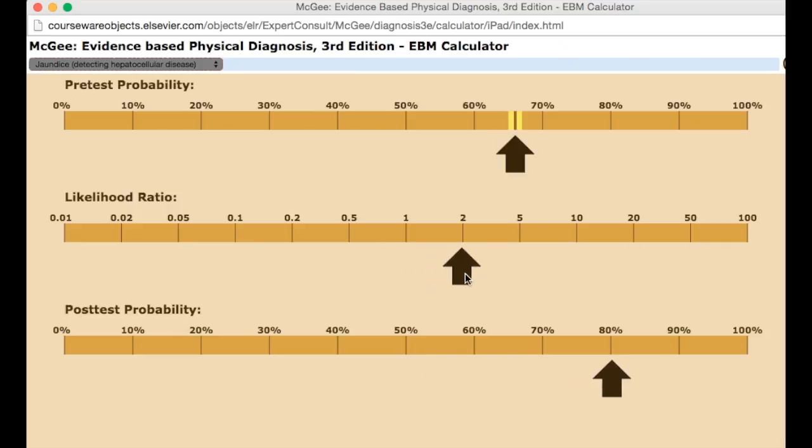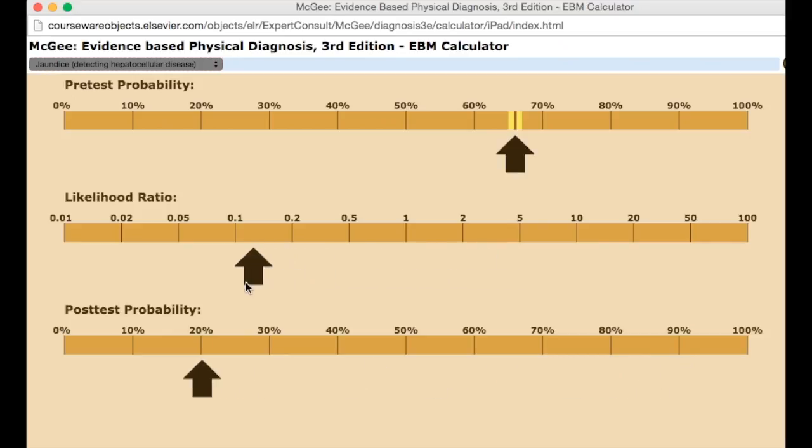We then choose a physical exam maneuver, like the presence of spider angiomas, which has a positive likelihood ratio of 4.7. We see our pretest probability jump up to nearly 90% as a post-test probability, making this a pretty high yield finding. Next, palmar erythema with a positive likelihood ratio of over 9, bumping our post-test probability up to over 95%. And finally, dilated abdominal wall veins with a positive likelihood ratio of 17, essentially cinching the diagnosis that our patient's jaundice is from hepatocellular injury.